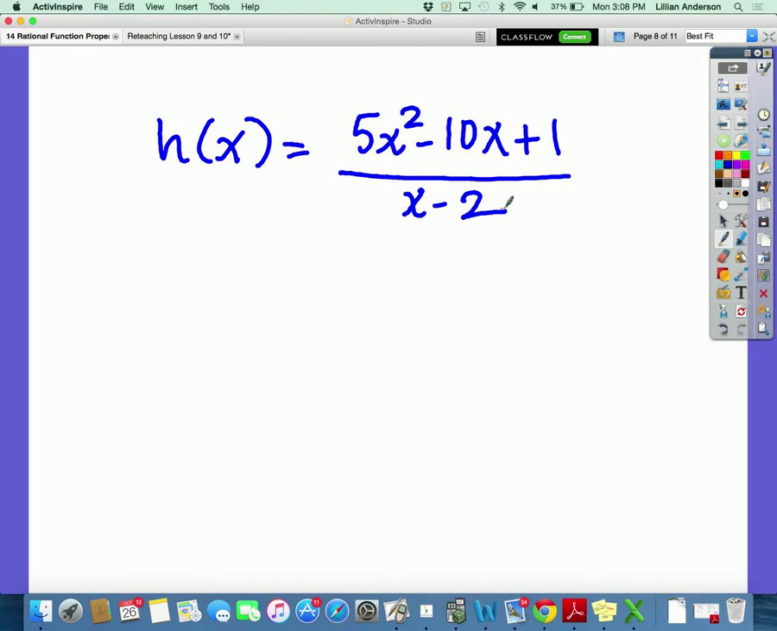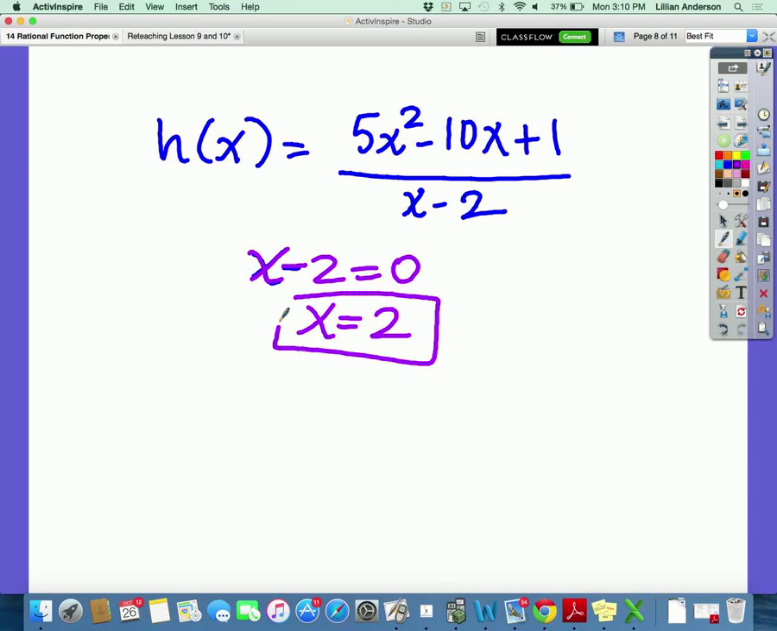You're finding vertical and horizontal asymptotes here. To find the vertical asymptote, we set the denominator equal to 0. So you'll have x equals 2, which is what you should have. It's not just 2, it's x equals 2.